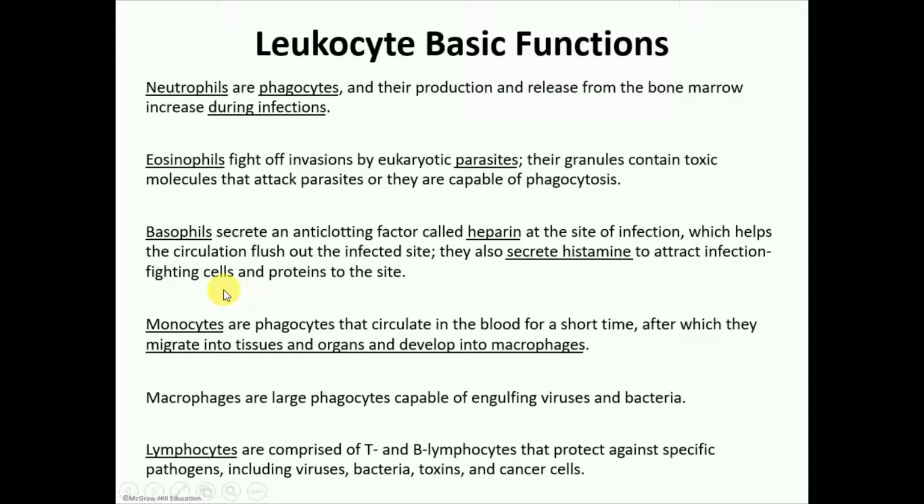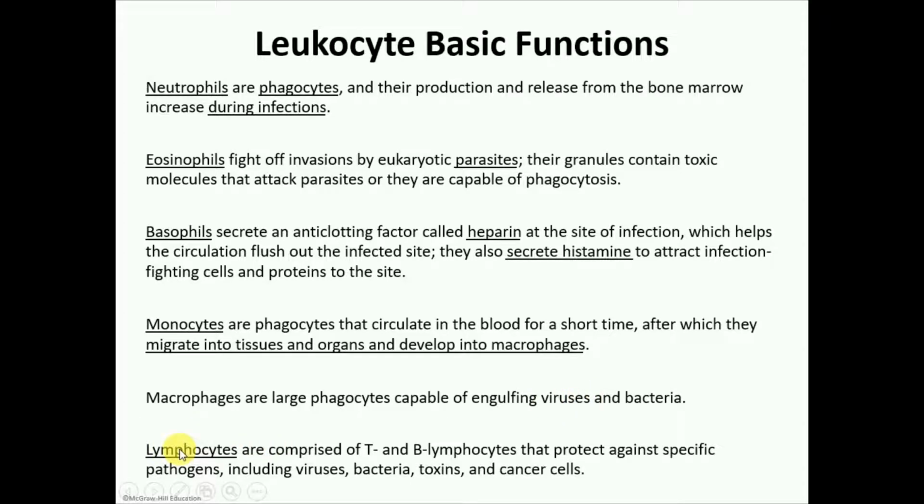Monocytes are another example of phagocytic cells, and as I said, when they migrate into the tissue and into the different organs, they mature and develop into macrophages, which are very highly phagocytic as well. Macrophages are these huge phagocytes that are able to eat up viruses and bacteria.